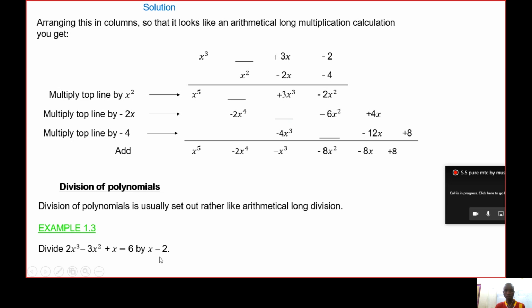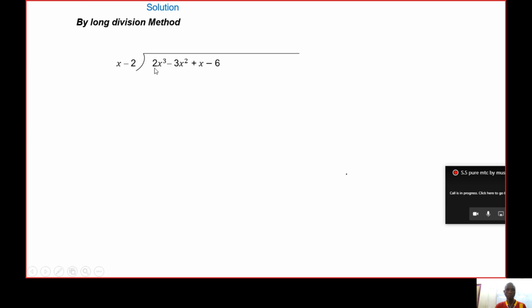So when you say we divide this, how do we divide? Let us go to the long division method. I'm going to write down, this is the divisor, and then this is my polynomial, the function. I'm dividing 2x cubed minus 3x squared plus x minus 6 by x minus 2. So if we are using long division, then we should write it down in this format.